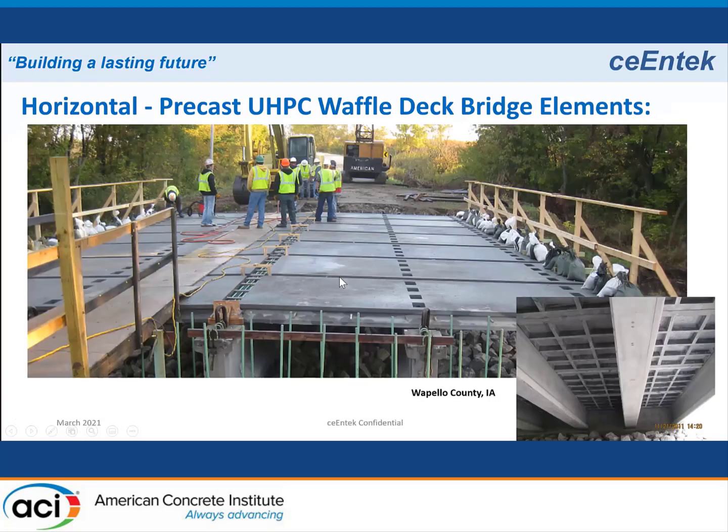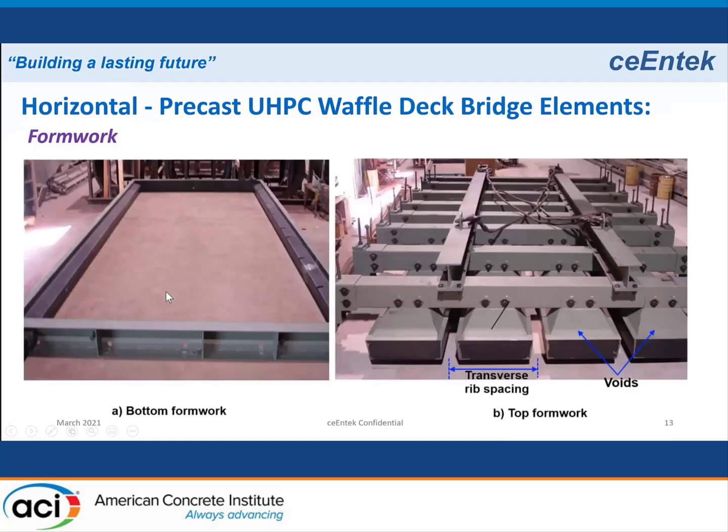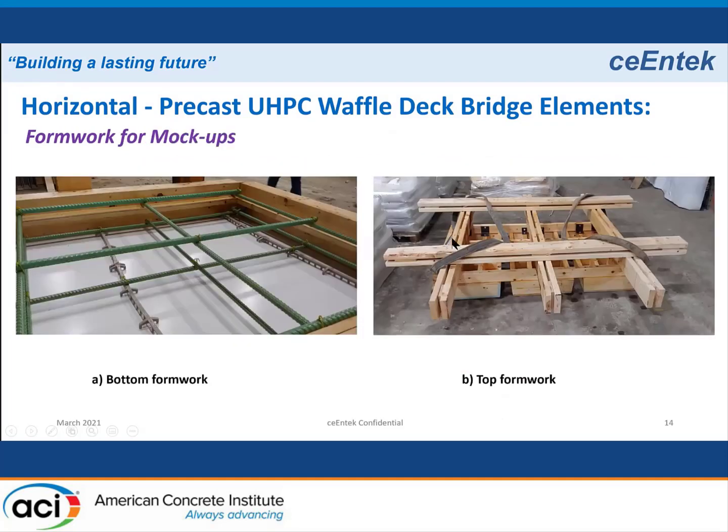So here's an example of the project. This project was done in Wapello County, Iowa. You see the girder centerline span going across and the underside of the girder. So I'm going to go quickly through here. The steel form, perimeter form, top form, and we put the texture on the bottom of the form. And if we're doing a mock-up, we can use wood forms. The previous ones were steel. So here you see wood forms, perimeter and top form, with the rebar already in place.